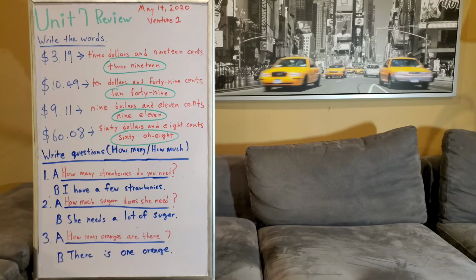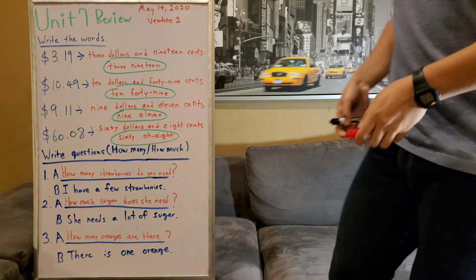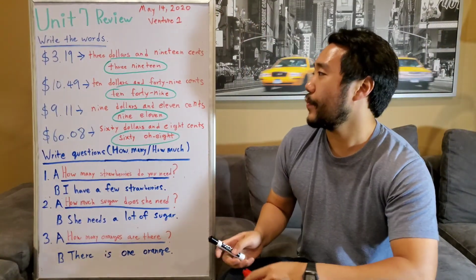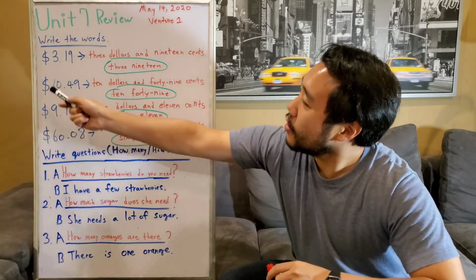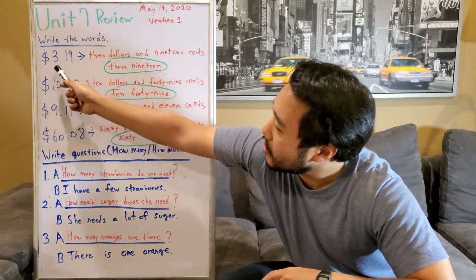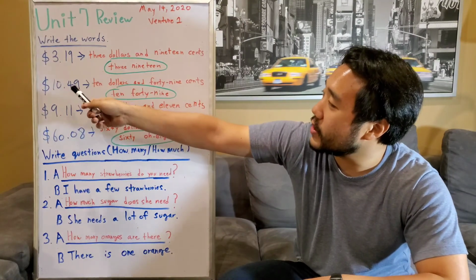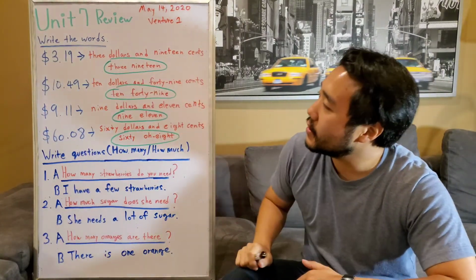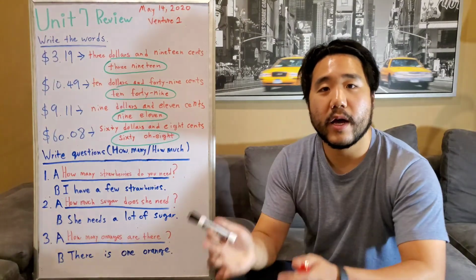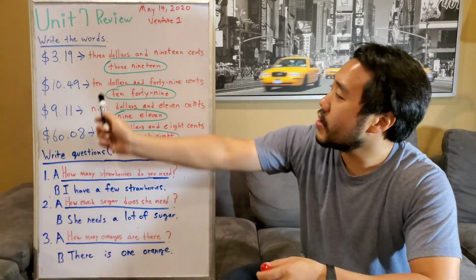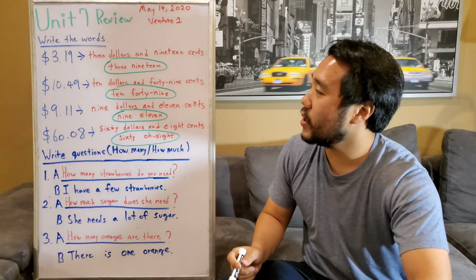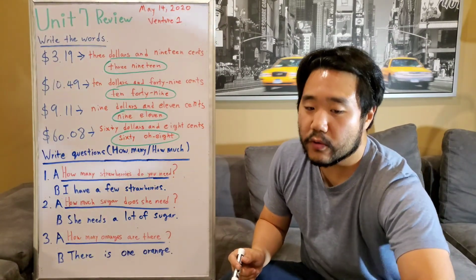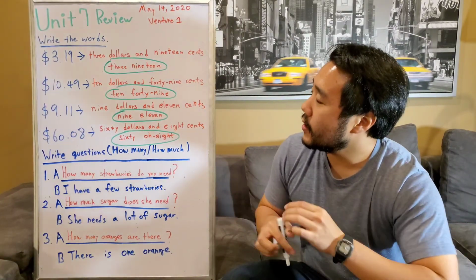Let's go over the first part. Write the words. Here we have 319 with a dollar sign, and we say $3.19. Another way of saying this is 319.